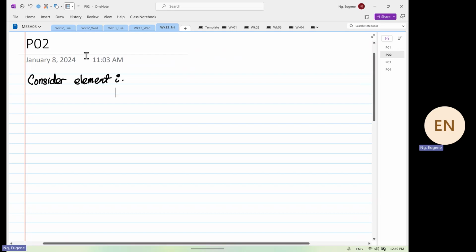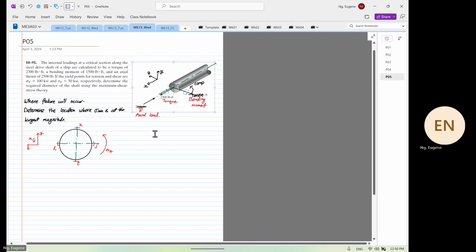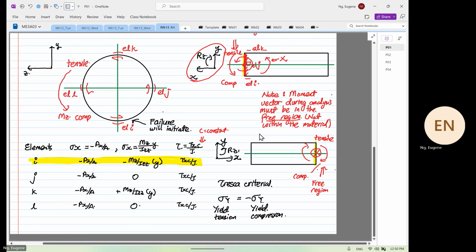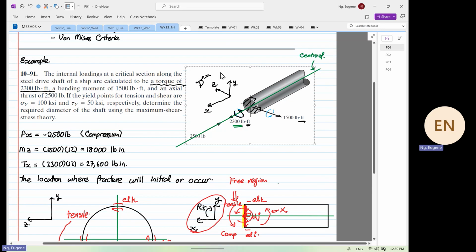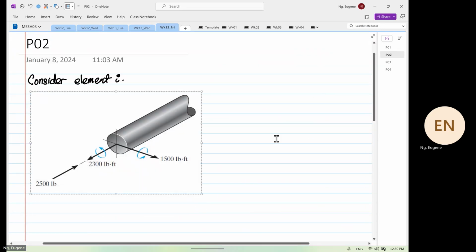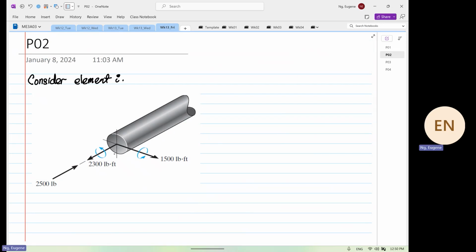Okay, so let me get the diagram across. Oh, wrong page. So now, element I is somewhere, it's down here. I'll use a different color. So this is our element I.